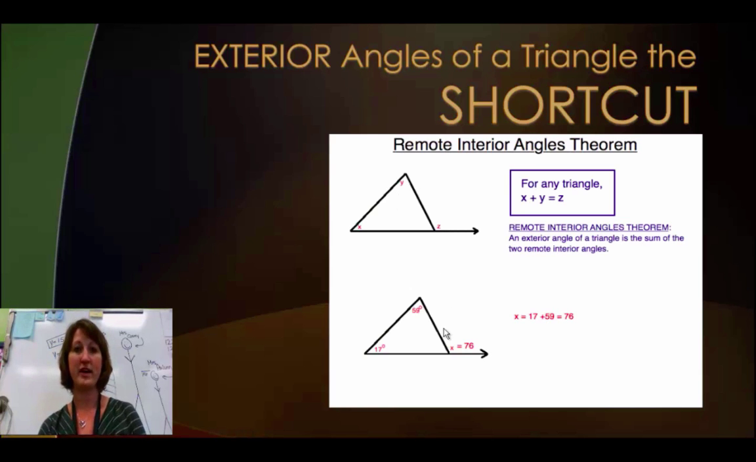So down at the bottom, we have an example. If the remote interior angles are 17 degrees and 59 degrees, the angle on the outside is going to be 76. So that's it for today.